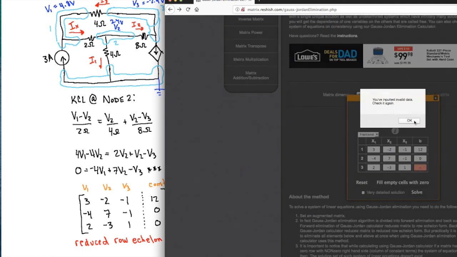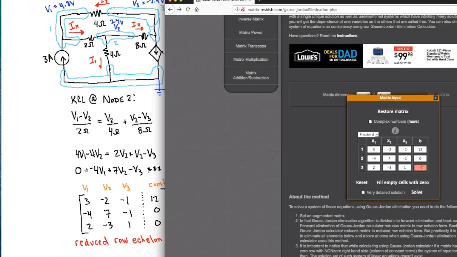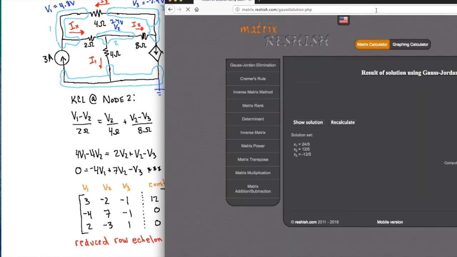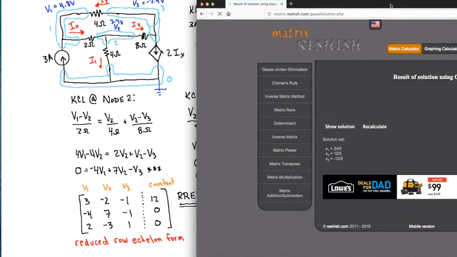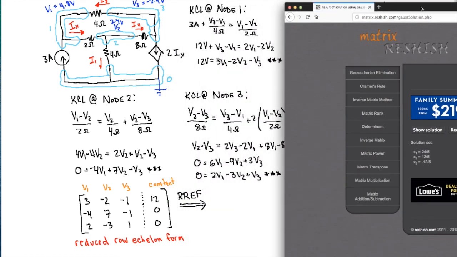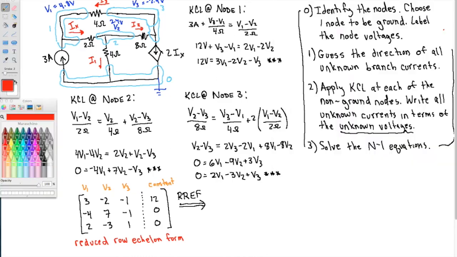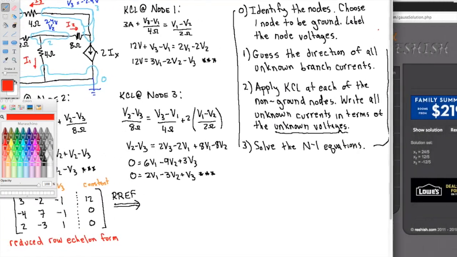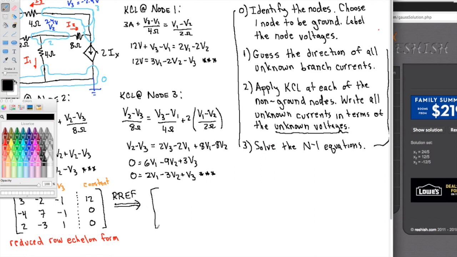Oh no. What did I do? Oh, sorry, I put a 0 there. Solve. Okay, and out pops the solution. There it is. Now, if you're doing this in MATLAB or in a graphing calculator, you would see not just the solution popping out, but something that looks like this.